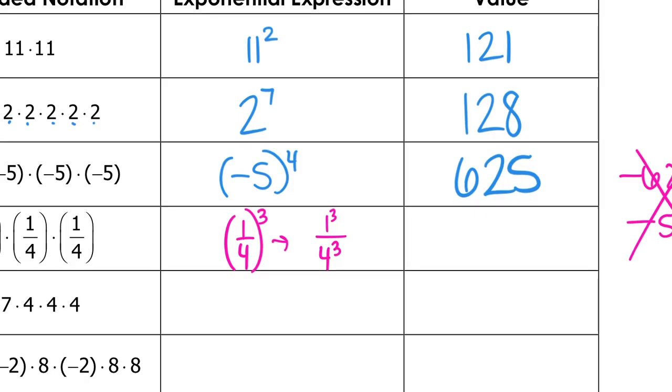Now, you can type that in your calculator if you want to. You can use the fraction button, or you could just do them individually. You could do 1 to the third power, which is just 1, and then you could do 4 to the third power, which gives us 64. I do want you to leave these as fractions. I do not want you to use decimals for any of these.